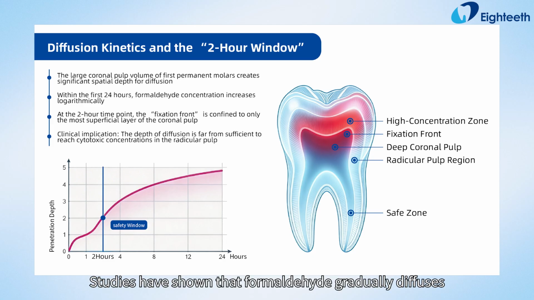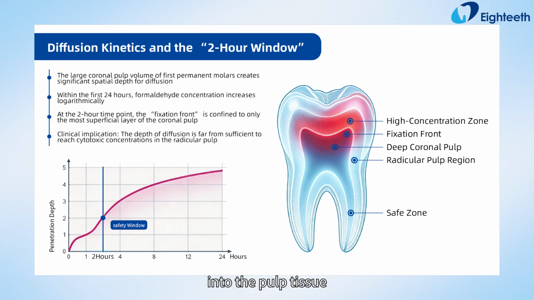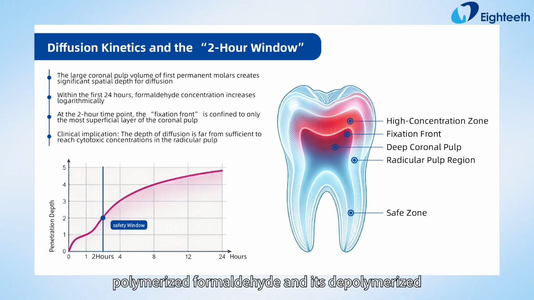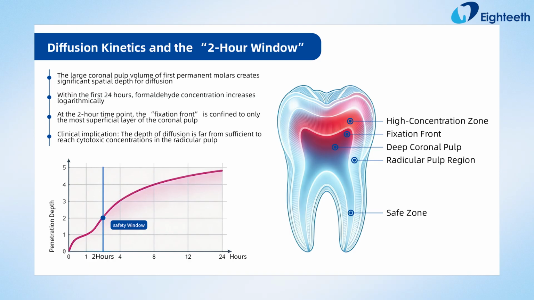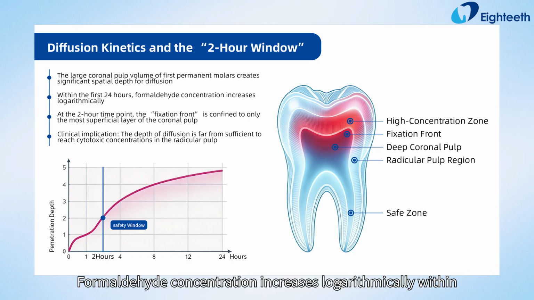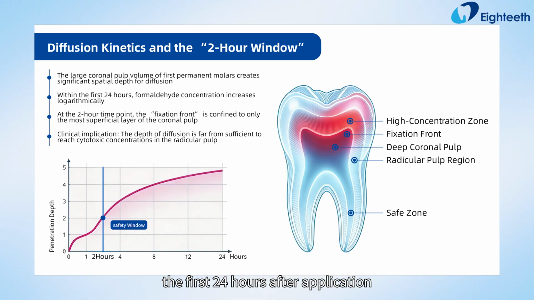Studies have shown that formaldehyde gradually diffuses into the pulp tissue. Within the pulp chamber, polymerized formaldehyde and its depolymerized form move slowly through dense connective tissue. As early as 30 minutes after application, its presence can be detected in the dental structure, but during the first few hours, the local concentration remains relatively low. Formaldehyde concentration increases logarithmically within the first 24 hours after application.